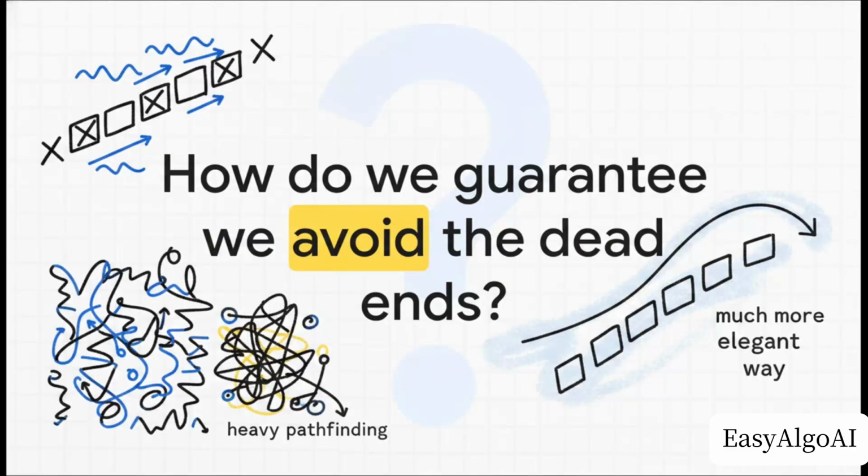So the natural question is, how do we guarantee we avoid these dead ends? When you first see this, your brain probably immediately jumps to the complex stuff. You might start sketching out massive recursive trees to check every single combination of jumps, or maybe try to wire up some heavy, exhaustive pathfinding algorithm to map out the safe routes. But honestly, there is a much, much more elegant way to handle this.